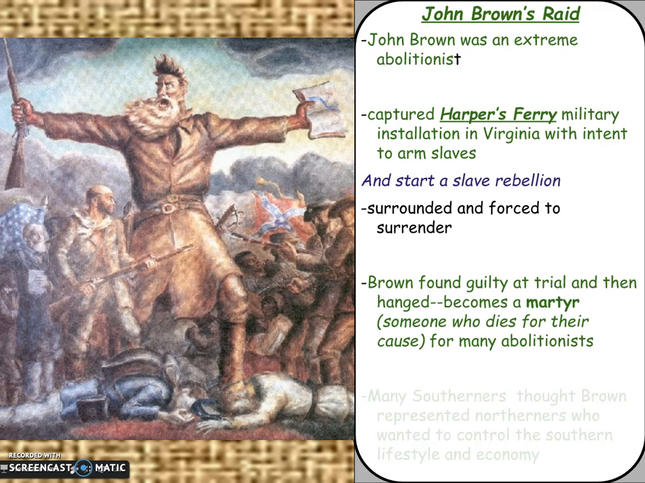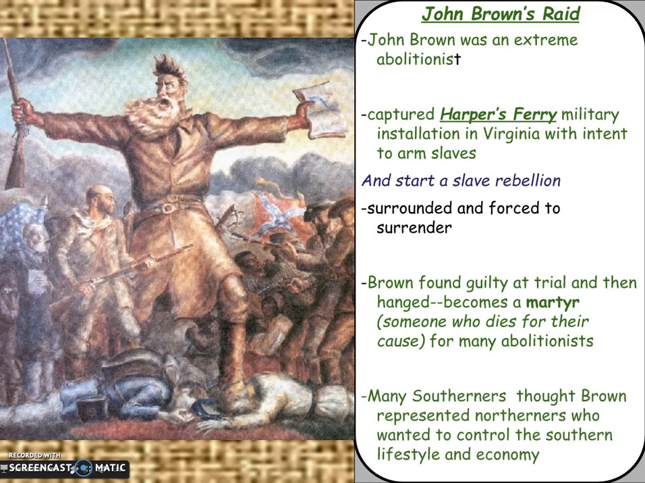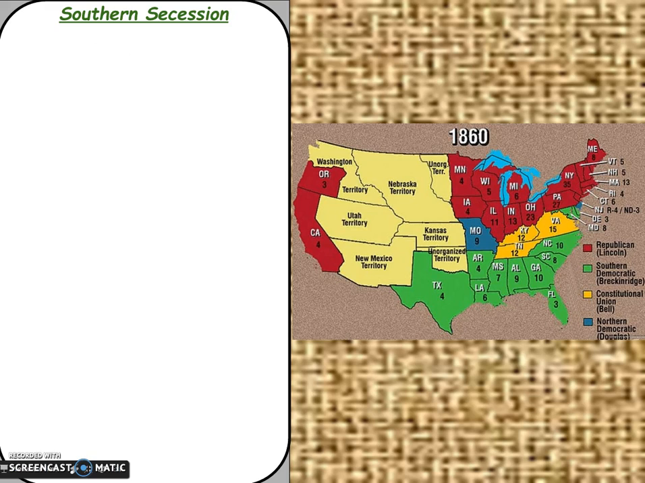But what comes out of this, though, is that many Southerners thought that John Brown represented all Northerners and that all Northerners wanted to basically kill them and take them out for their beliefs in slavery. And then, once again, they felt like their whole way of life was being attacked by the Northerners.